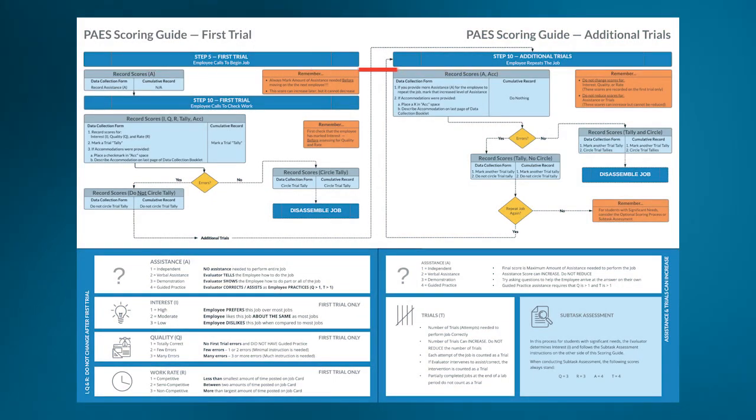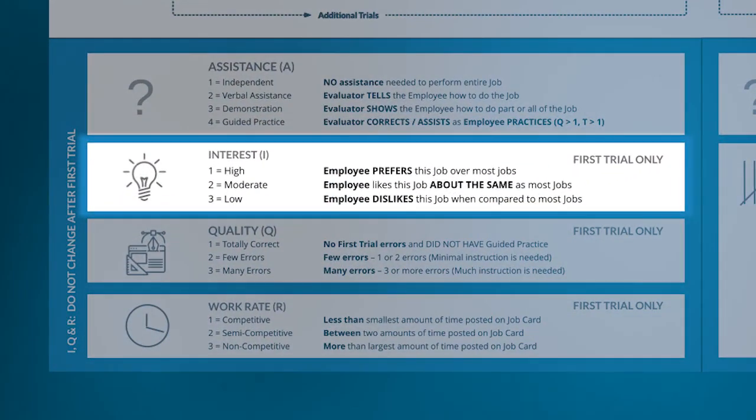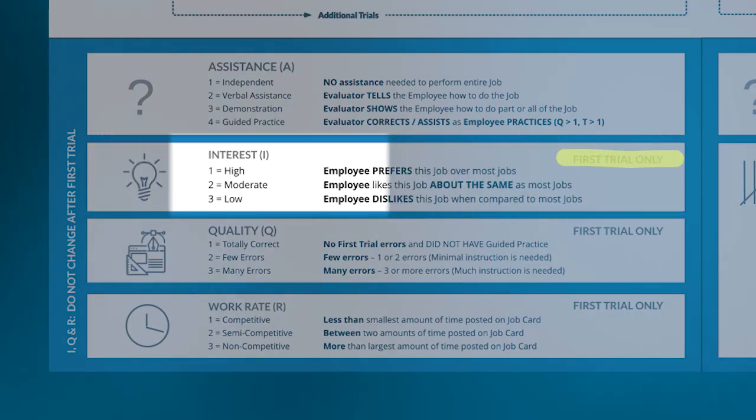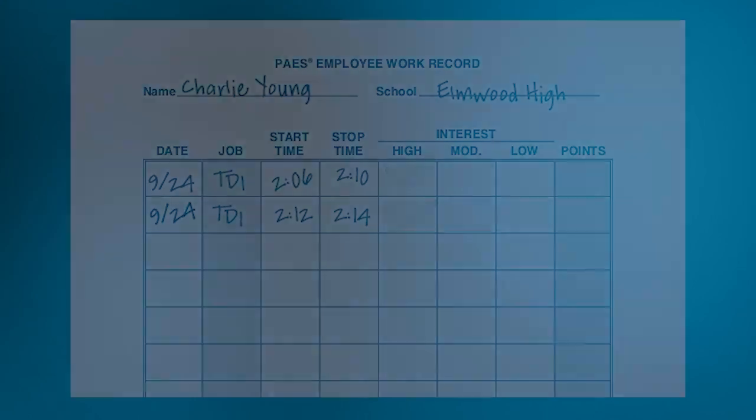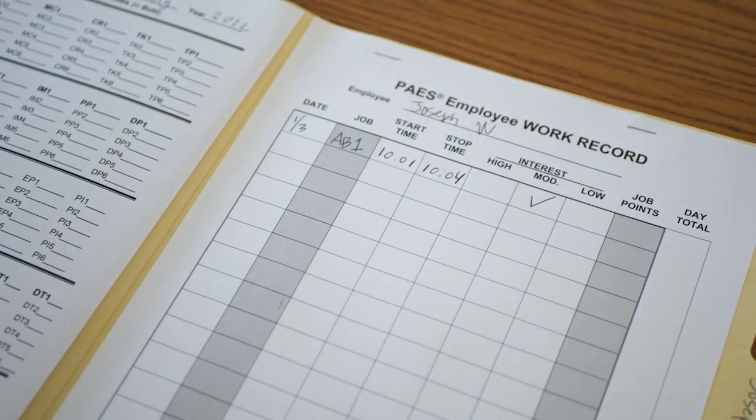An employee's interest score indicates how much they liked or disliked a job once they have attempted it for the first time. Like work rate and quality, interest is recorded on the first attempt only and is divided into scores of 1, 2, or 3. Employees should have recorded their own interest on their work record form before you assign scores on their performance. Check to make sure that they have.